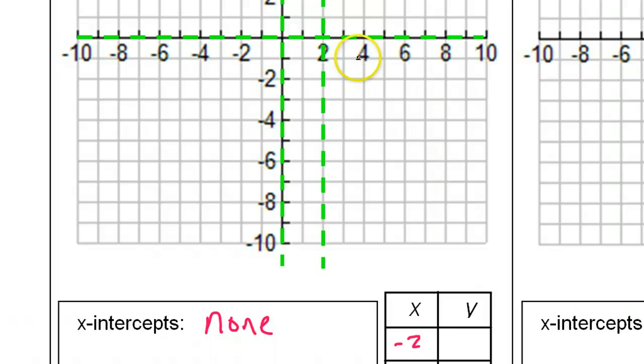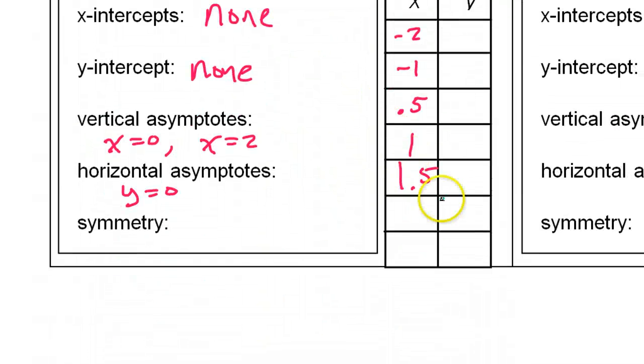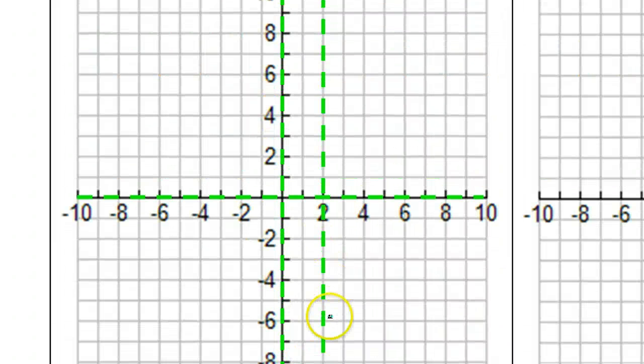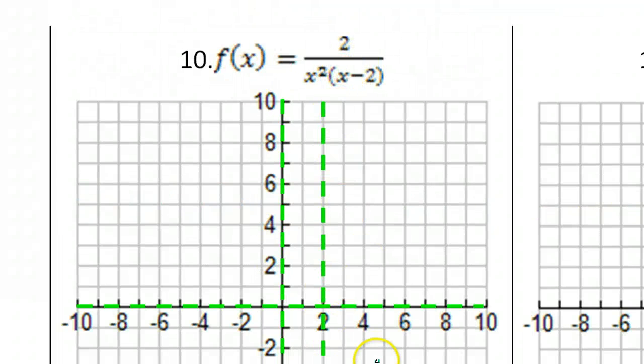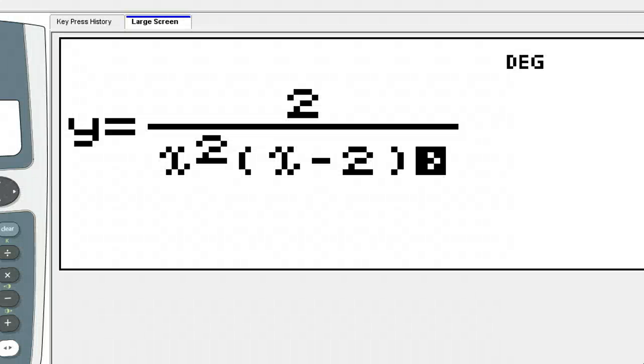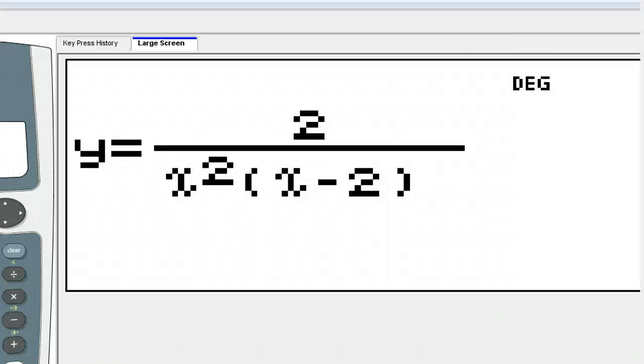And then we need two values to the right of the asymptote. So this is 2, so let's say 3 and 4. Okay, so 3 and 4. Let's put the equation into the calculator and come up with a bunch of y values. All right, put the equation into your calculator and take a look at the values, see what you got.